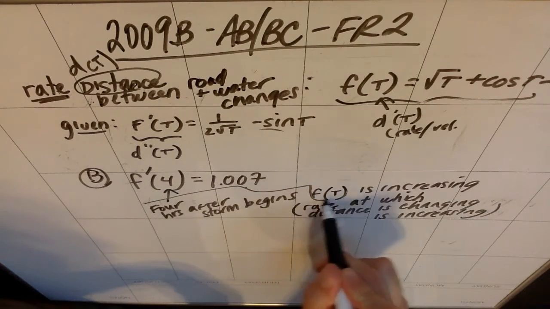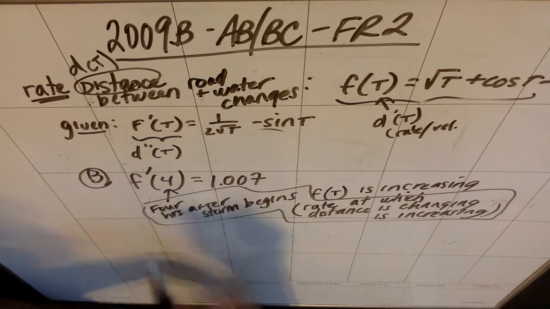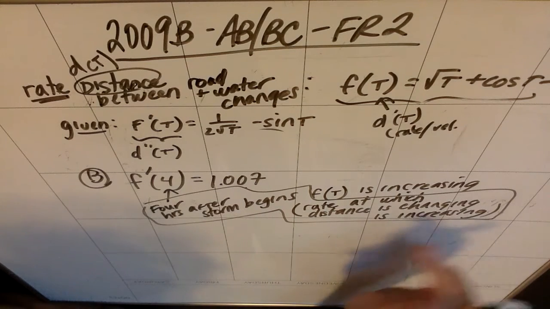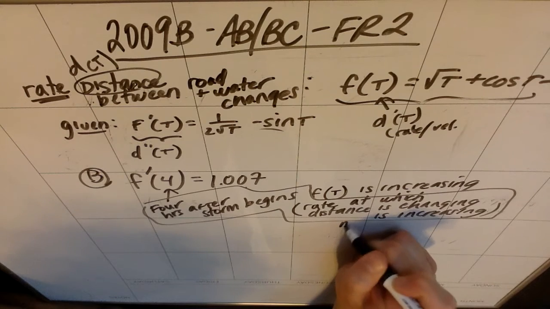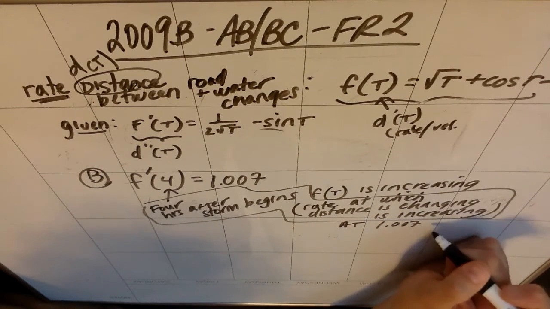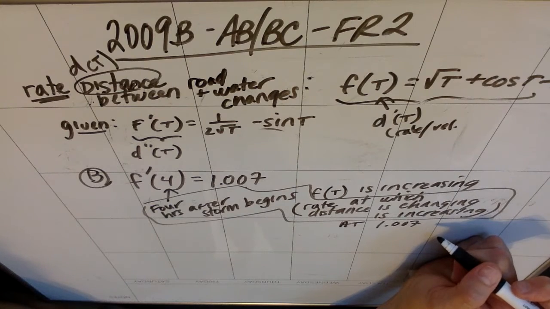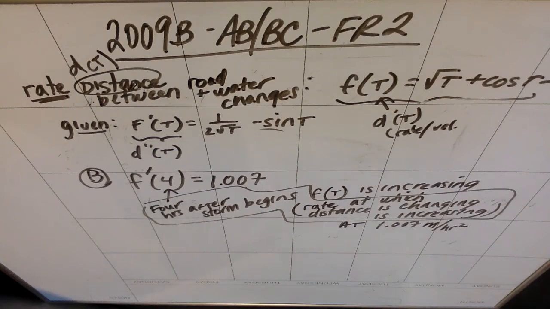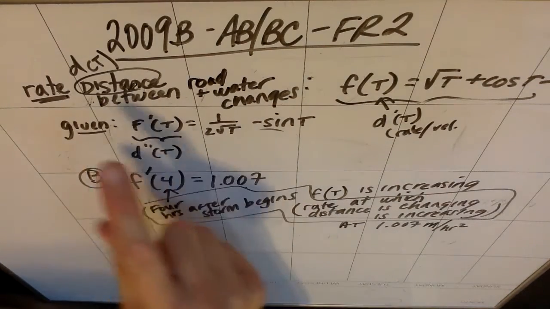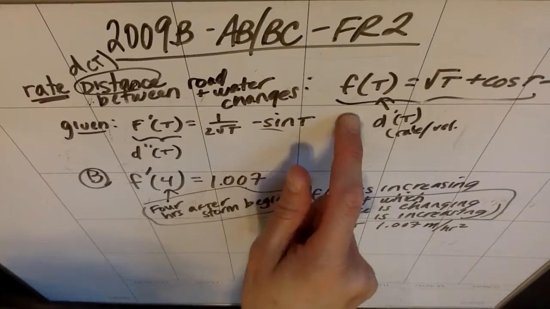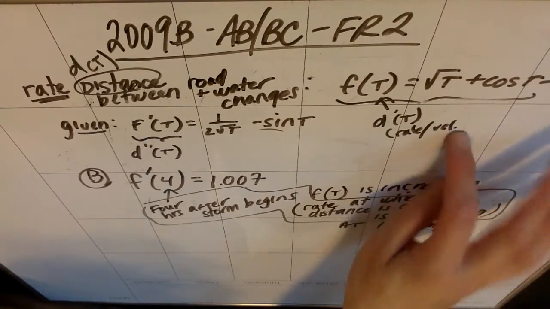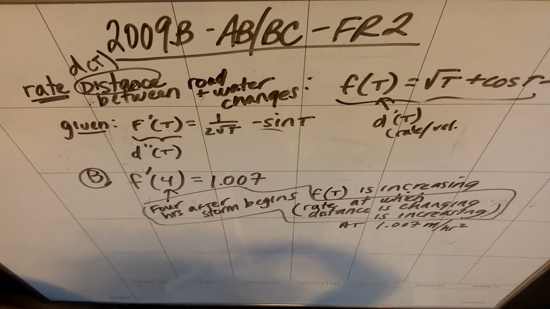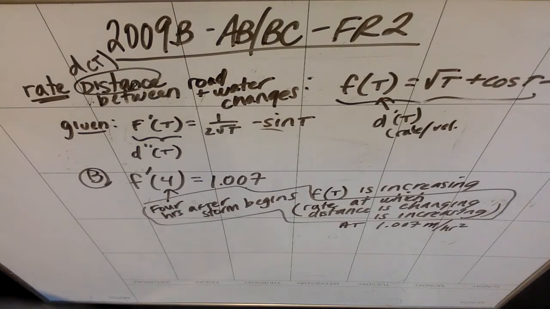So essentially 4 hours after the storm began, the rate at which the distance is changing is increasing. That's essentially what they want. And it is increasing, sorry, at 1.007. It was measured in meters and hours, so meters per hour squared, right? Because it's essentially an acceleration, right? If you think about distance measured in meters, f of t was actually like our d prime, which is sort of like a velocity, meaning meters per hour, and f prime of t, which is the same as d double prime, should be essentially the acceleration, right?